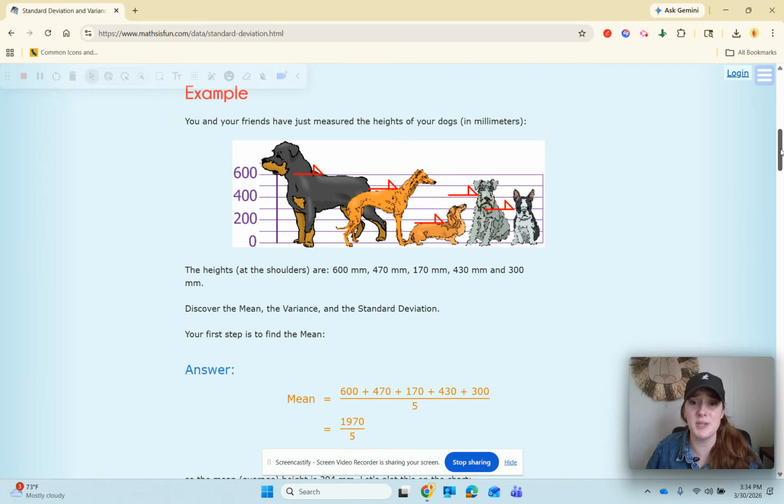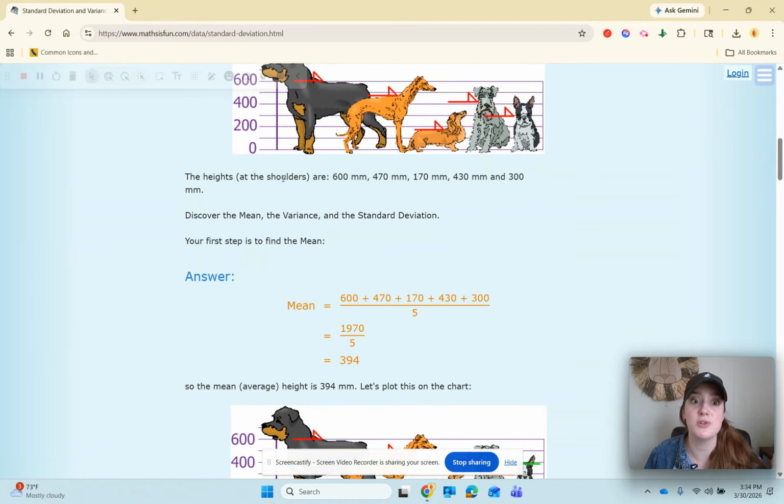So you've got this example here with different dog heights in millimeters. We've got 1, 2, 3, 4, 5 different dogs, and we measured their heights and drew it on this picture graph, which again is not the greatest. We don't like having pictures on graphs, but it's cool, though for math, it's not great. Anyways, we're comparing the different heights of the dogs, based on where their shoulder heights are.